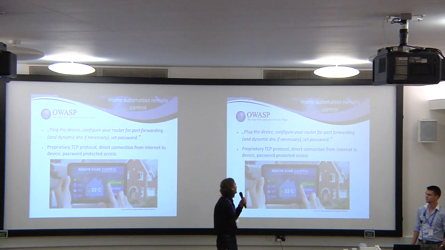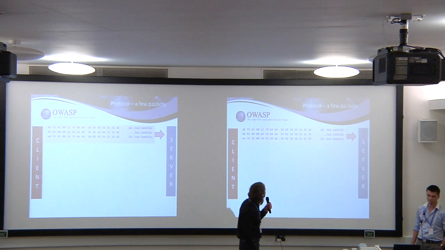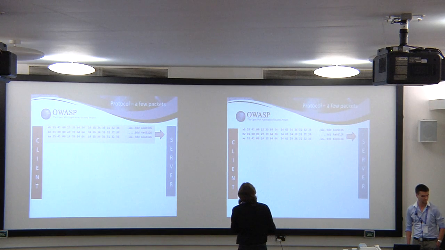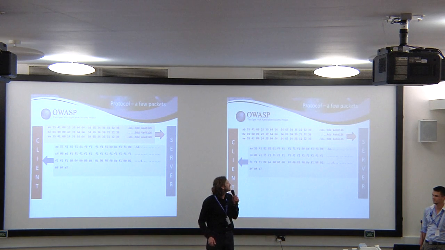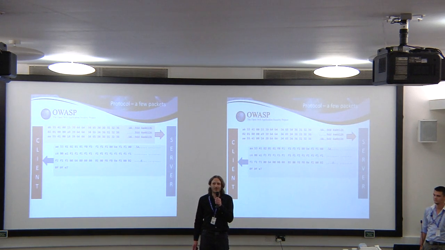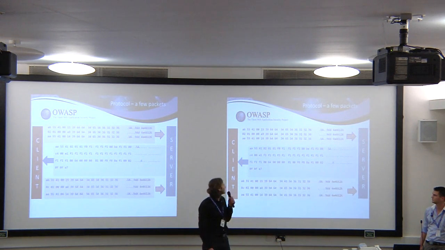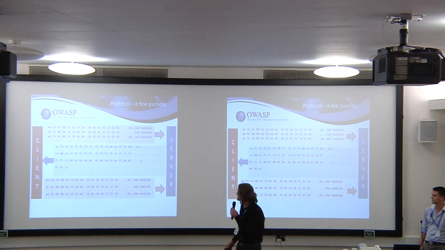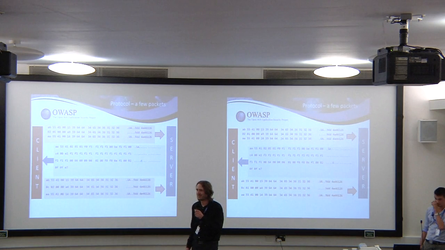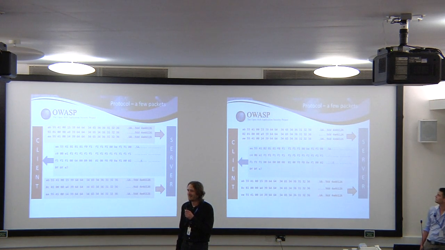So let's have a look at a few packets, how it looks. That's what the client sends. And that's the answer of the server. Then the client sends something like that, and the server again sends something similar. Can you think of something particularly interesting there? Do you have any idea how to attack this protocol? Any ideas?